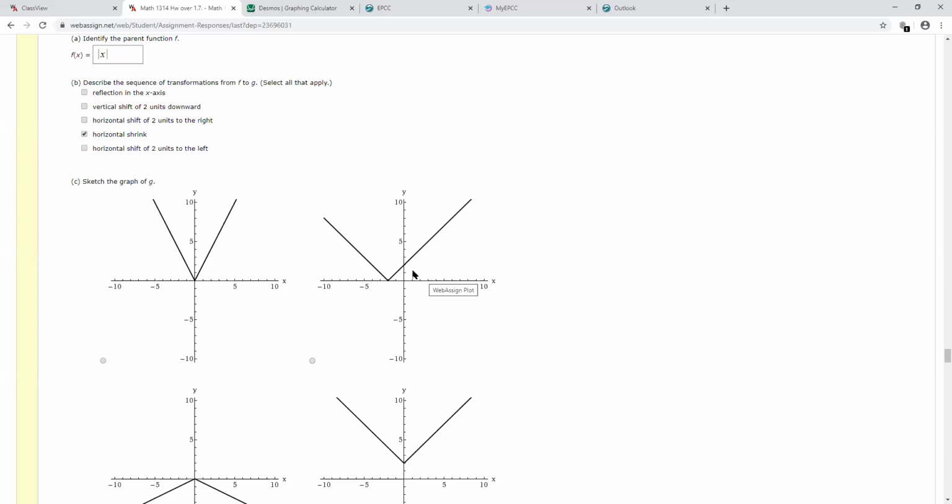And now what are we doing to this? So I guess I could draw it here. Doesn't matter which one I draw it on, I'm just drawing it. So the original one is at the origin, 1, 1, and 2, 2.